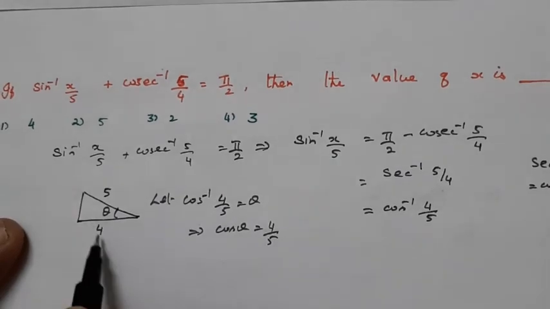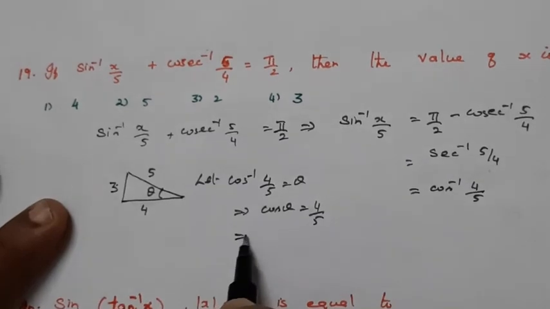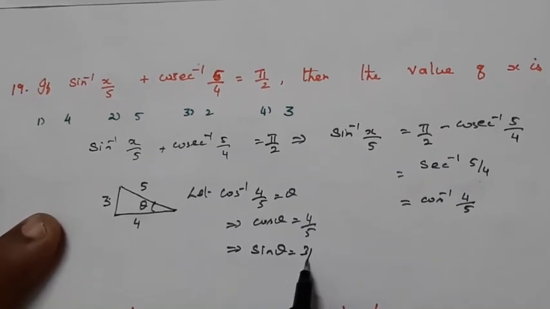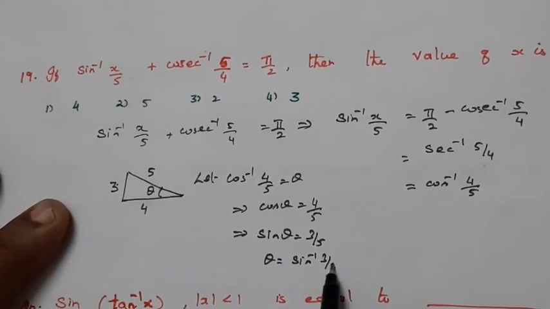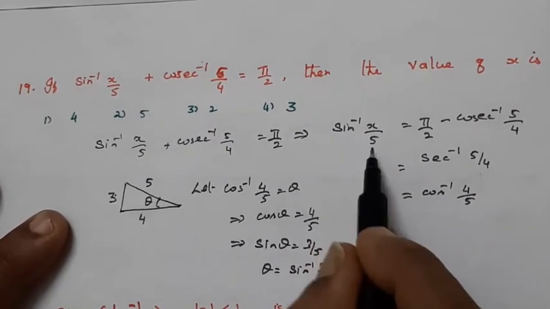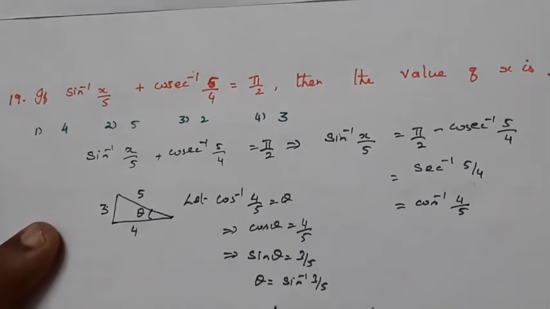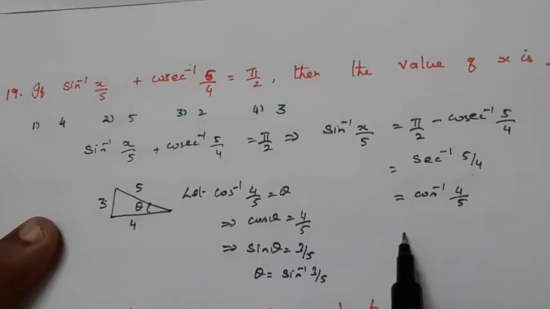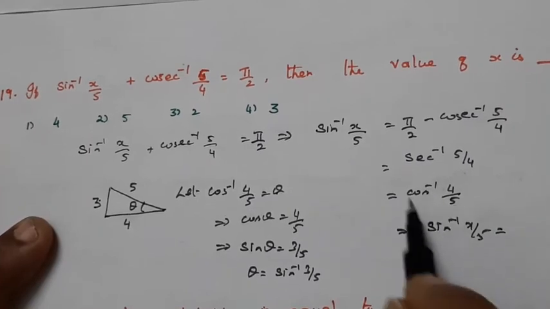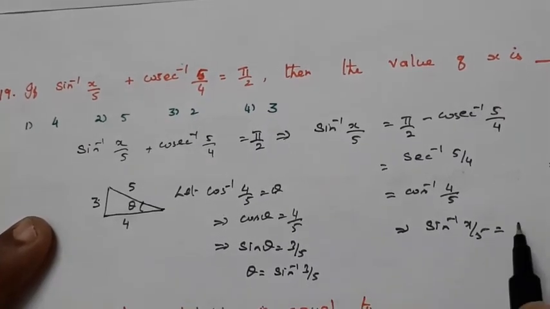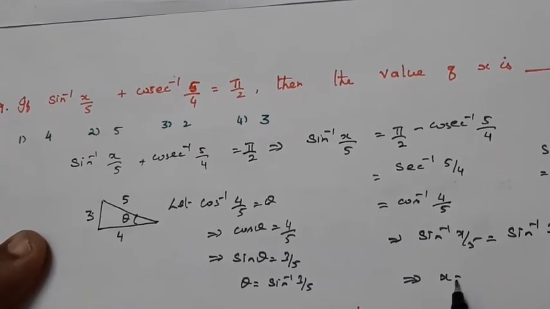So, by Pythagorean triple 3, 4, 5, this would be 3. So, the opposite side will be 3 and hence sin theta is equal to 3 by 5. And therefore, theta is equal to sin inverse of 3 by 5. So, sin inverse of x by 5 is equal to cos inverse of 4 by 5, which is theta, and theta is equal to sin inverse of 3 by 5. So, this is nothing but sin inverse of x by 5 is equal to sin inverse of 3 by 5, and this implies that x is equal to 3.